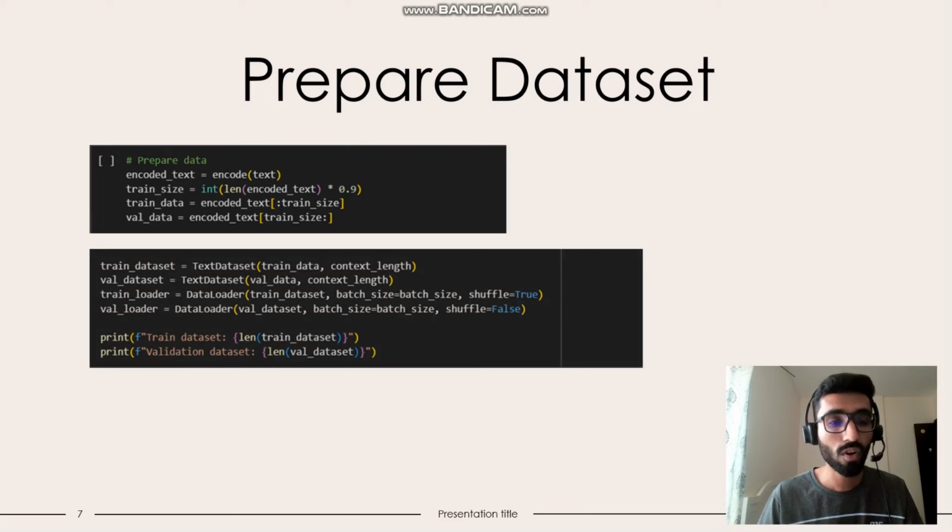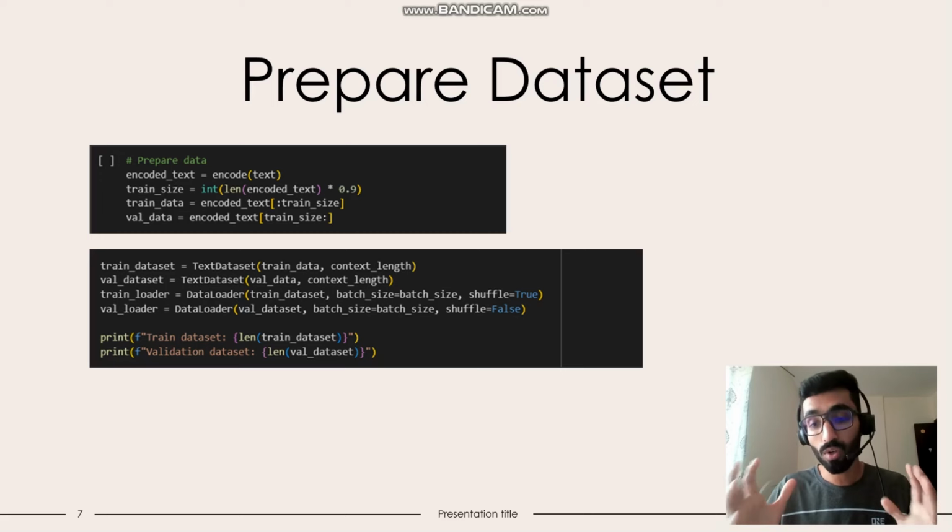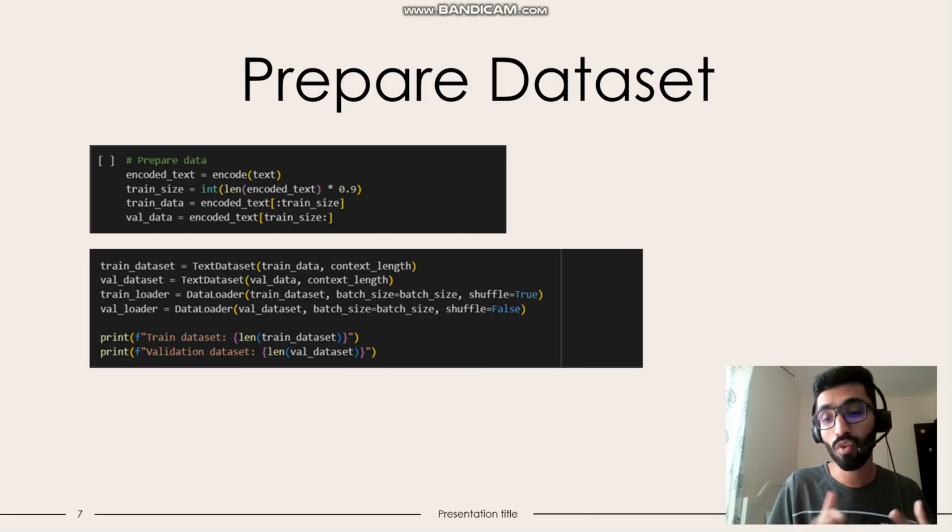After that, of course, I have already made a text dataset class, where I'm going to pass the train data plus context length and the validation data plus context length. Then there is a data loader. This is the PyTorch built-in data loader which we are going to use, and we pass a train dataset and then the batch size. We are not going to put all the data in for training at once; we split it into batches, which will also speed up our training process.